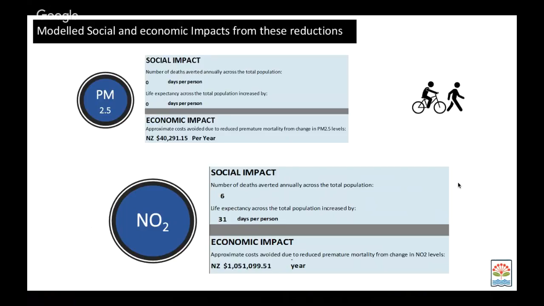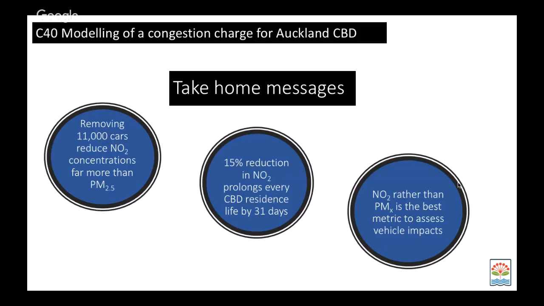So the take-home message is removing 11,000 cars will reduce NO2 by far more than PM2.5. But obviously there will be benefits in terms of black carbon reductions as well when you're targeting PM2.5. A 15% reduction in NO2 will prolong everyone's life expectancy by 31 days, and NO2 is a better metric to look at to assess vehicle impacts rather than PMx.